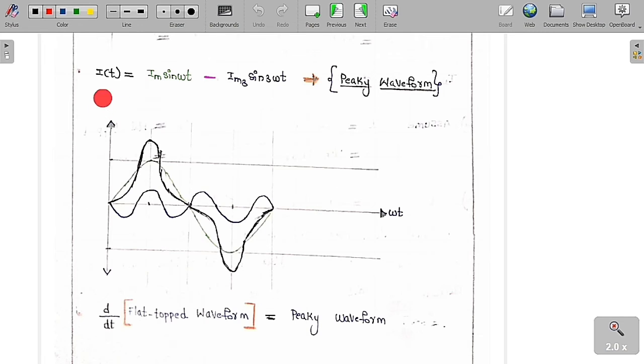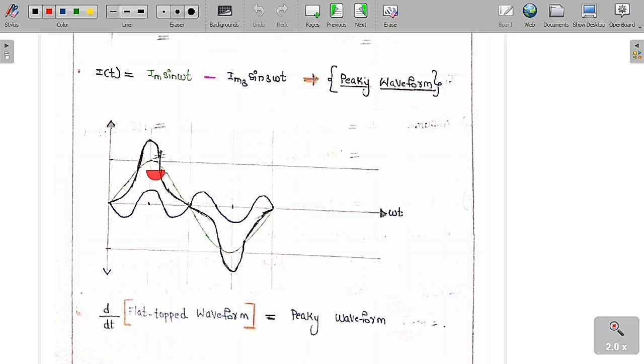Suppose you take a new waveform i(t), which is the difference: Im sin omega t minus Im3 sin 3 omega t. Then what are you going to get? This is Im sin omega t. Now minus Im3 sin 3 omega t means just the reverse of the previous one, so we get it like this. You can see 3 cycles in a given time period, 1, 2 and 3 cycles. Therefore this is minus Im3 sin 3 omega t.